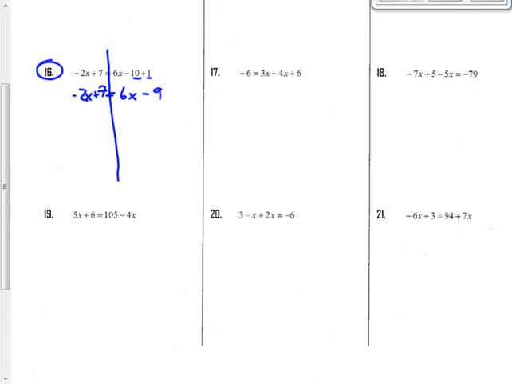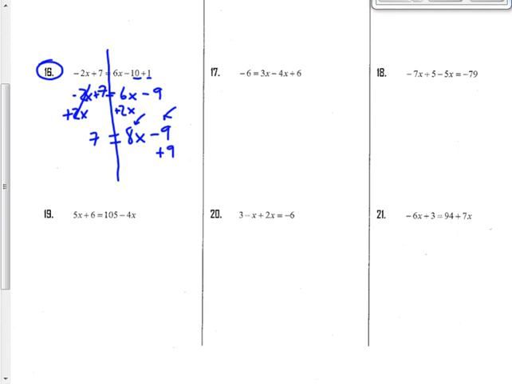Now I've got x's on both sides, so I want to take away the smaller of the two, so that's take away the negative 2x, and I take away a negative by adding. So I add 2x to the left and add 2x to the right. On the left, they cancel, and I get 7. On the right, I get 6x plus 2x is 8x minus 9. Nice friendly equation. We need to get rid of the minus 9 and get rid of the 8.